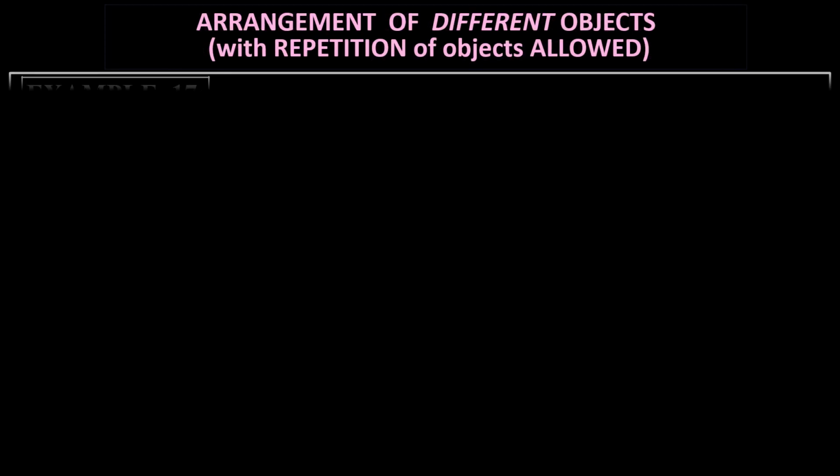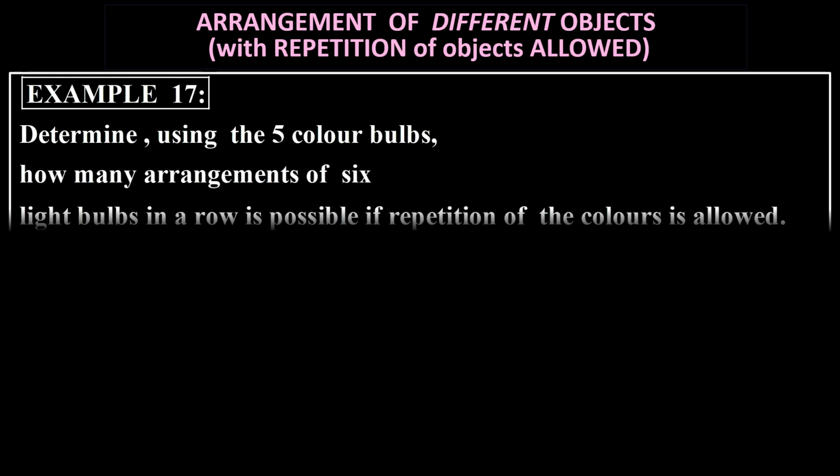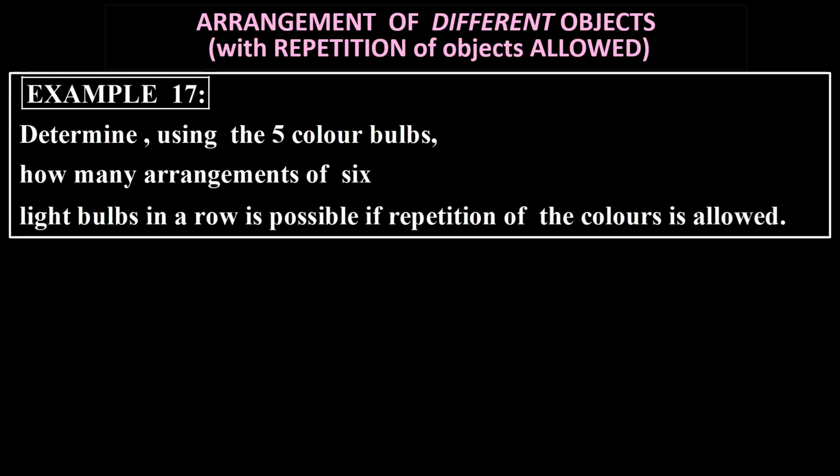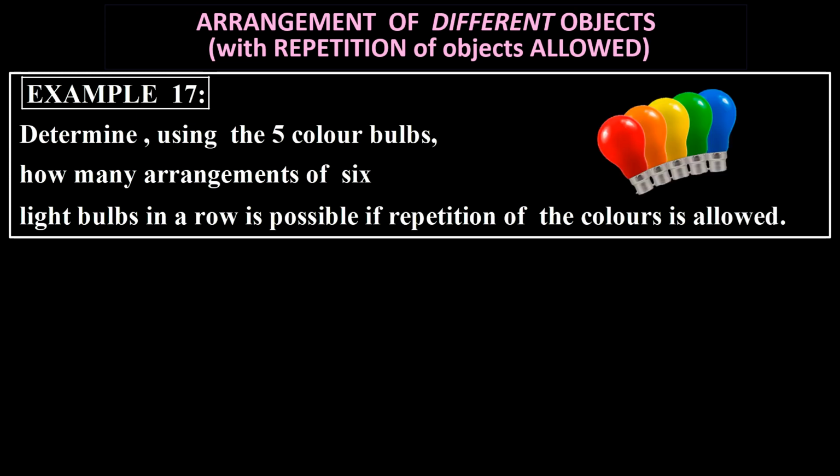Now let's give you an example. Determine, using 5 color bulbs, how many arrangements of 6 light bulbs in a row are possible if repetition of colors is allowed. There are 5 bulbs, and we want a row of 6 bulbs. So this is an example for you to try. Pause the video, 1 minute should be more than enough, and then we come back. So let's pause. Okay, let's see what you had there.